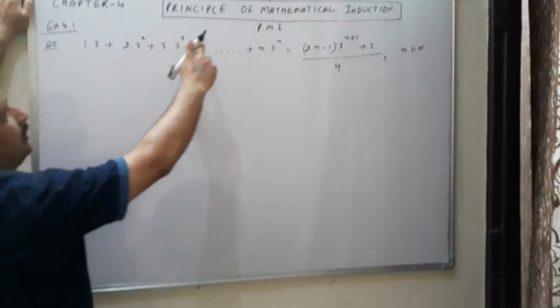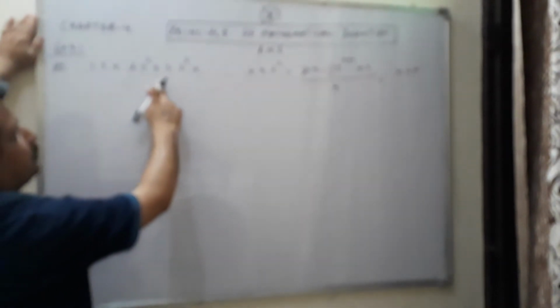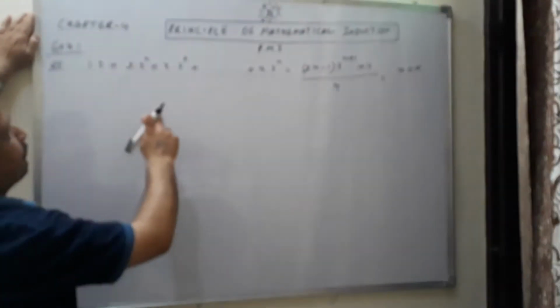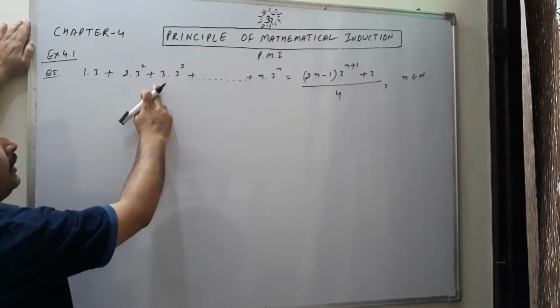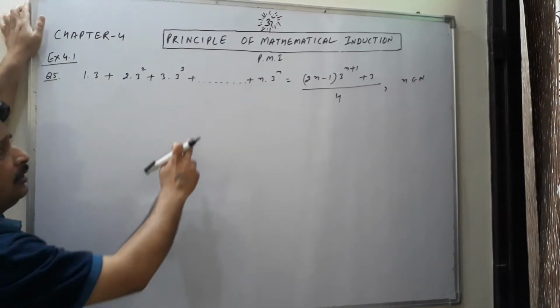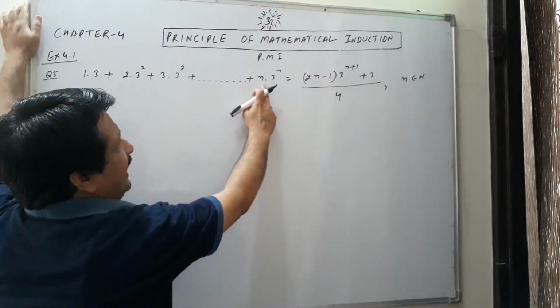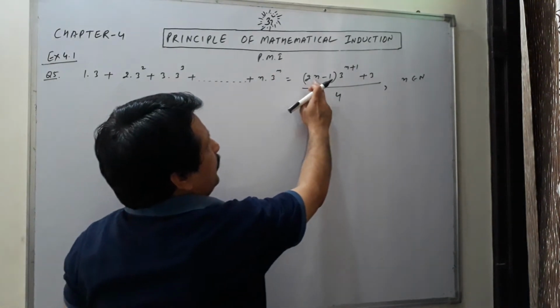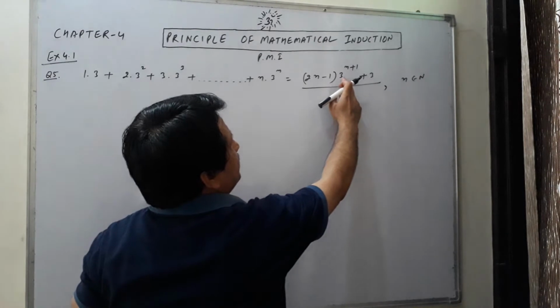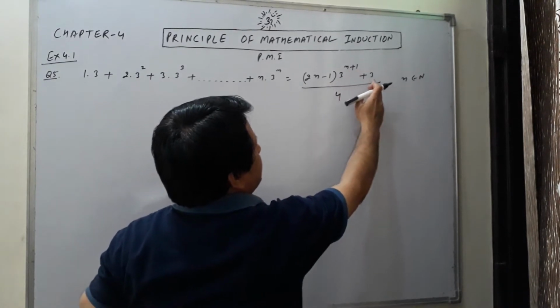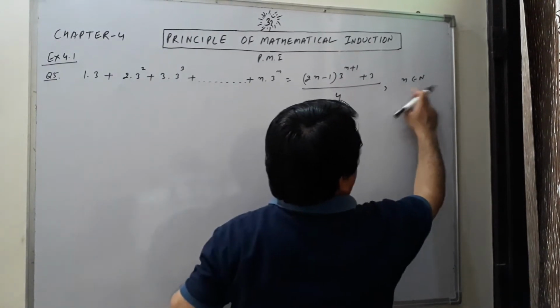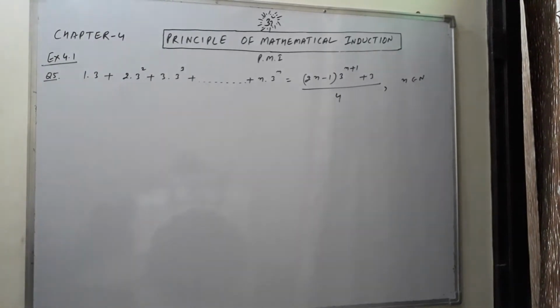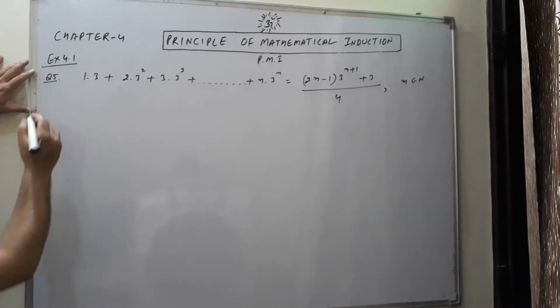Let us continue with the PMI students. In the given statement, prove by using the PMI: 1 into 3 plus 2 into 3 its square plus 3 into 3 its cube plus so on plus n into 3 its power is n, is equal to (2n minus 1) into 3 its power is n plus 1, plus 3 upon 4, where n is a natural number. Now again we have to solve it by using PMI.